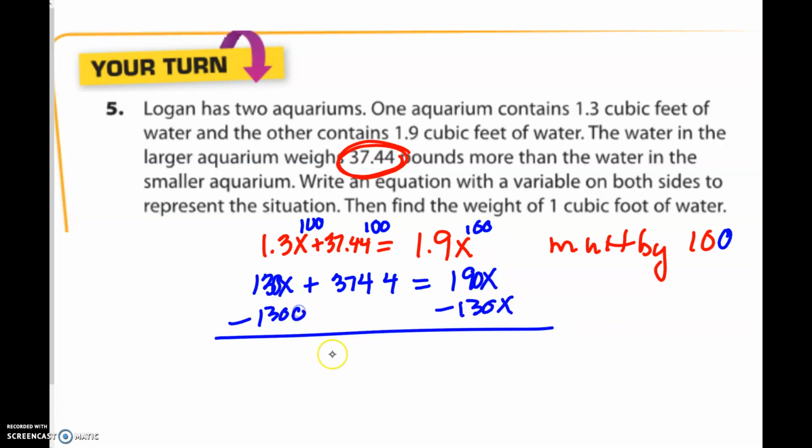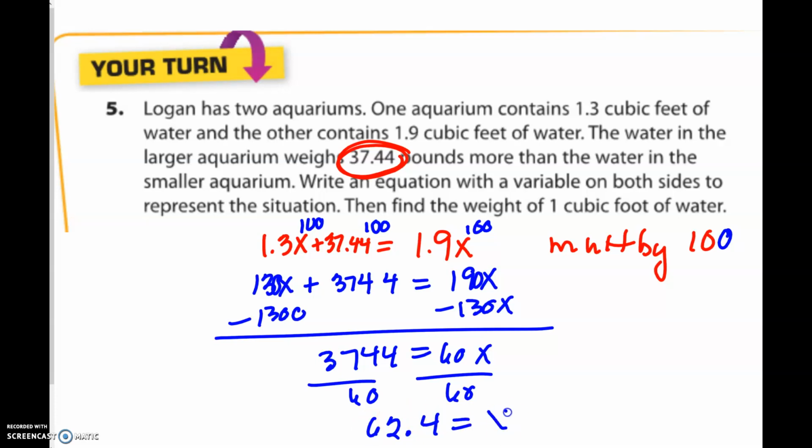So I end up with 3,744 equals, and 190 minus 130 is 60. And now I'm going to divide both sides by 60. So grab that calculator. 3,744 divided by 60 is 62.4. Again, some people don't like to get rid of their decimals and multiply by 100, so they're just going to solve it from the red and subtract 1.3 from both sides and then divide it out.